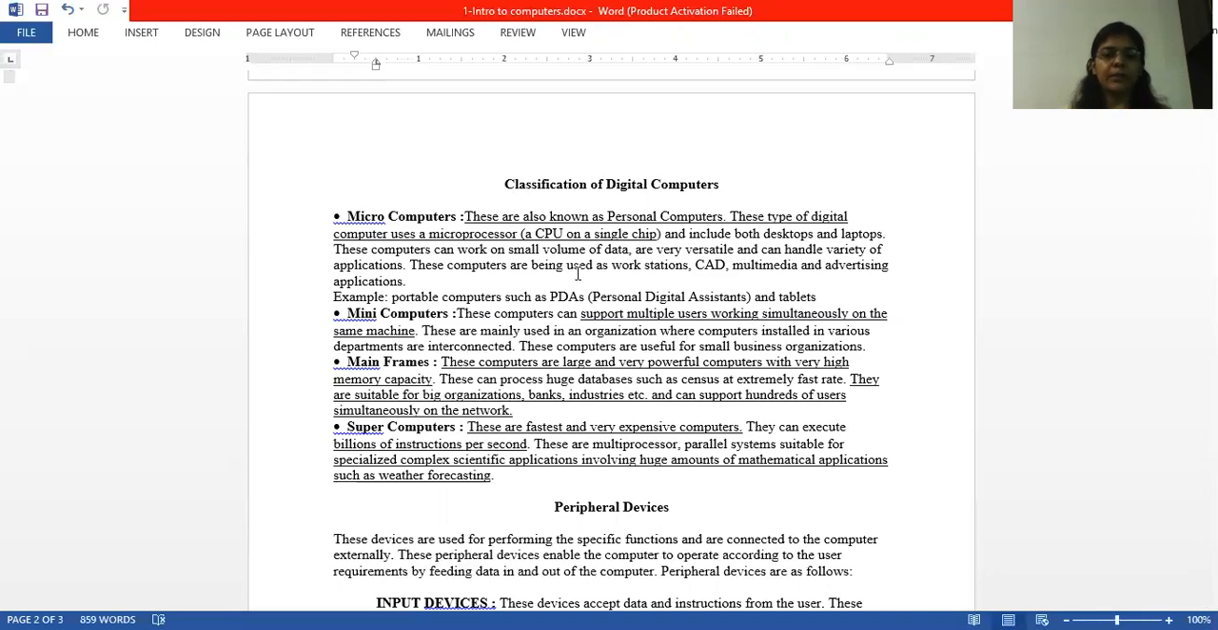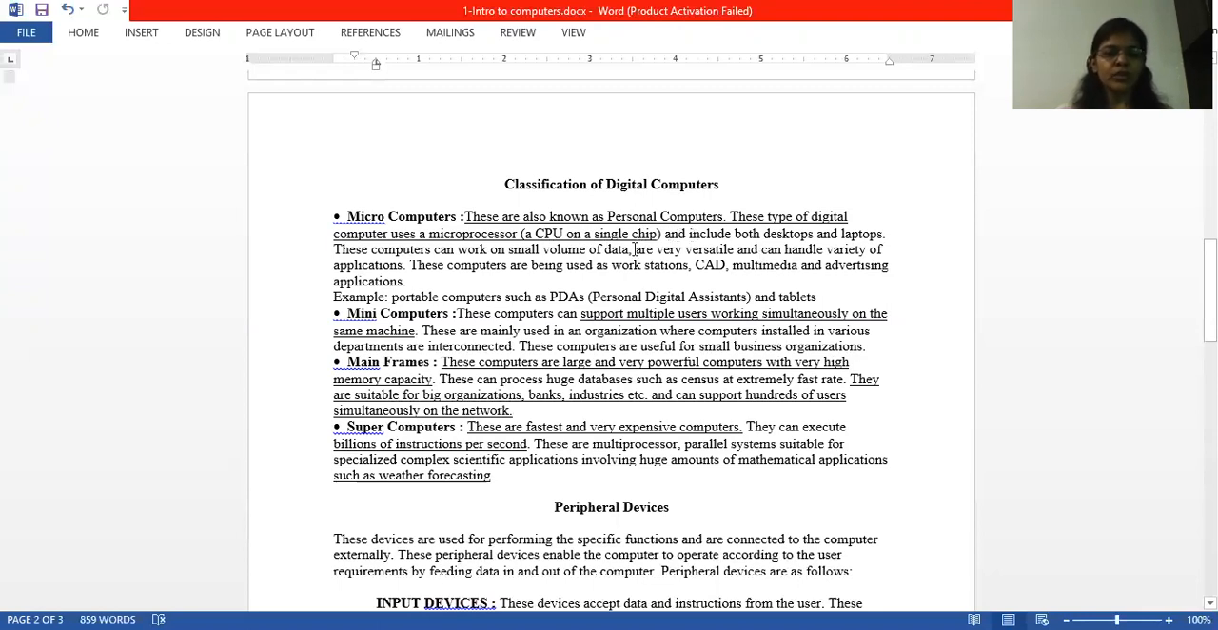Okay, so these types of digital computers use a microprocessor, that is a CPU on a single chip. Microcomputers use a microprocessor, which is a CPU on a single chip. As we know, in our simple desktop version we have a huge CPU, but when we see our laptop, our laptop has a small CPU. Because it has a CPU on a single chip, it includes both desktops and laptops.